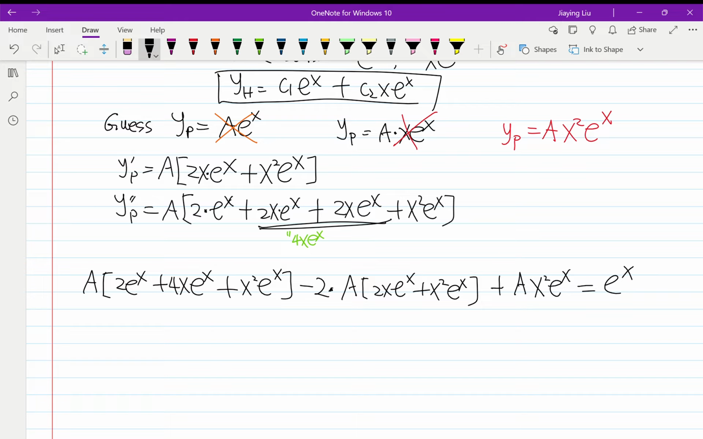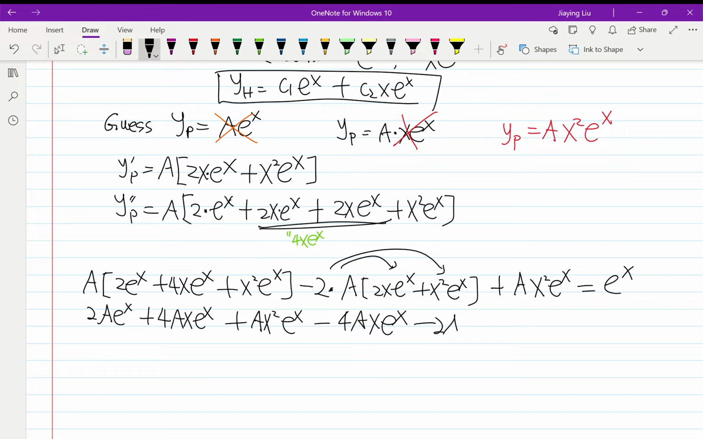And then the next thing I'm going to do is expand the left side completely. And in the following step, I'm going to group the terms with the same function of x. So that will be 2a e to the x plus 4ax e to the x plus ax squared e to the x, minus 2a times 2x, that's a minus 4ax e to the x. And then minus 2a times x squared, so that's a minus 2ax squared e to the x plus ax squared e to the x equals e to the x.